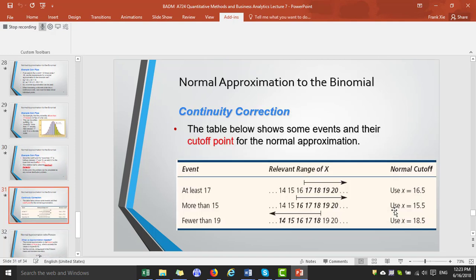As a rule, continuity correction. This table shows some events and their cutoff point for normal approximation. For example, if you want to find at least 17, meaning 17 and higher, we should use 16 and a half as the cutoff. More than 15, we should use 15.5. Fewer than 19, we should use 18.5, etc.